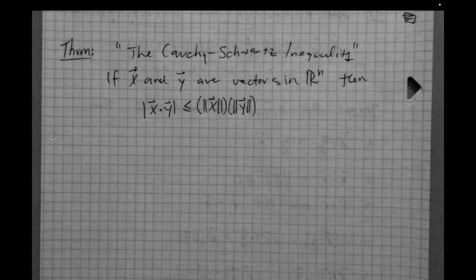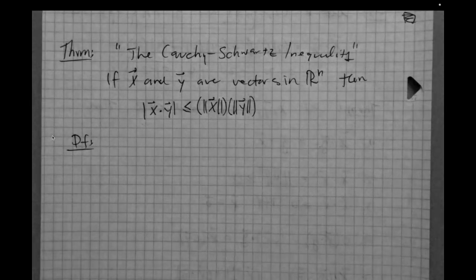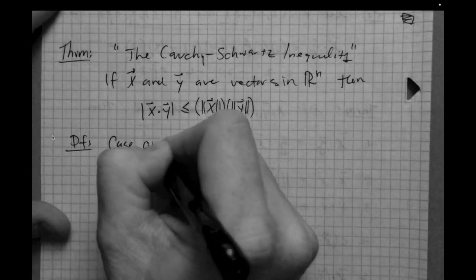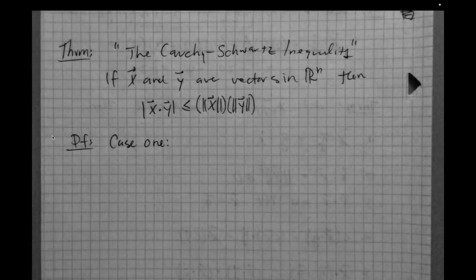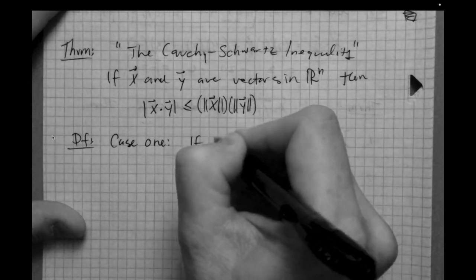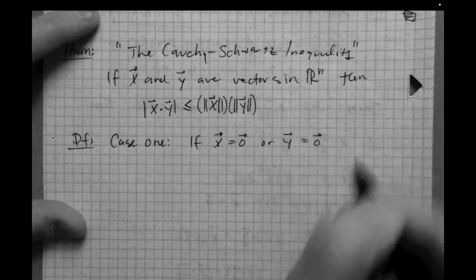Okay, so this one, let's prove this. Okay, so we'll take a couple cases. Case 1 is going to be the case where one or the other or both of the vectors are the zero vectors. So if x equals a zero vector or y equals a zero vector.